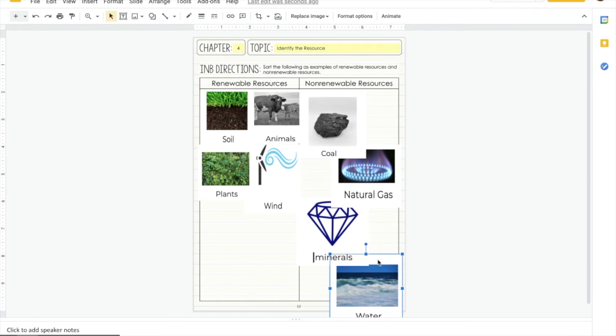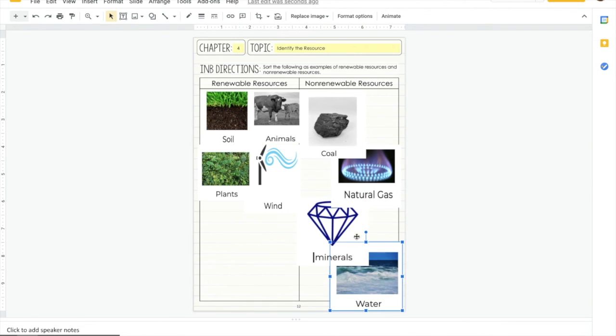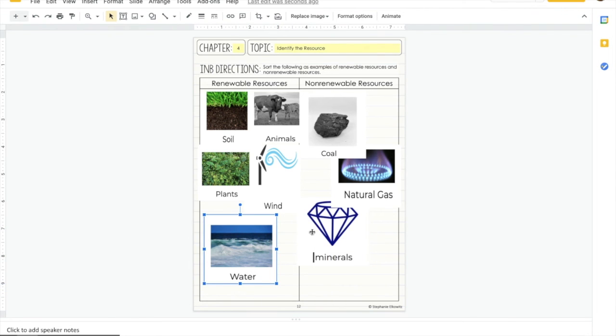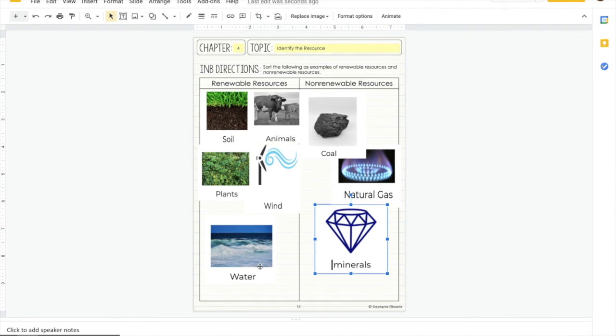Our next resource is water. Is water a renewable resource or a non-renewable resource? If you said renewable resource, that is correct. Please make sure you write water on the renewable resource side.